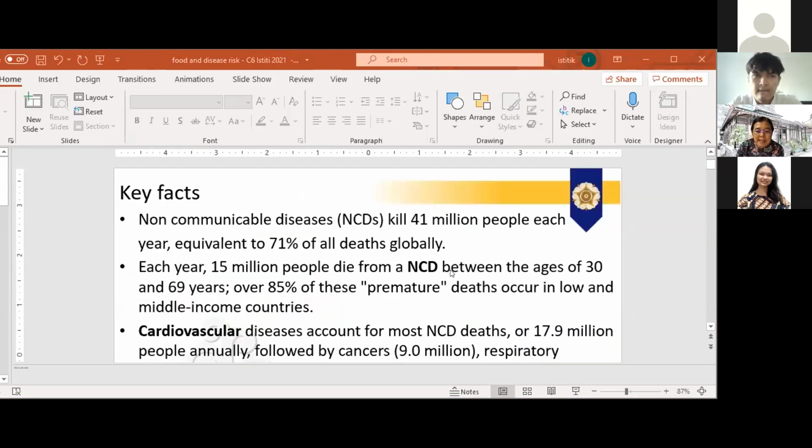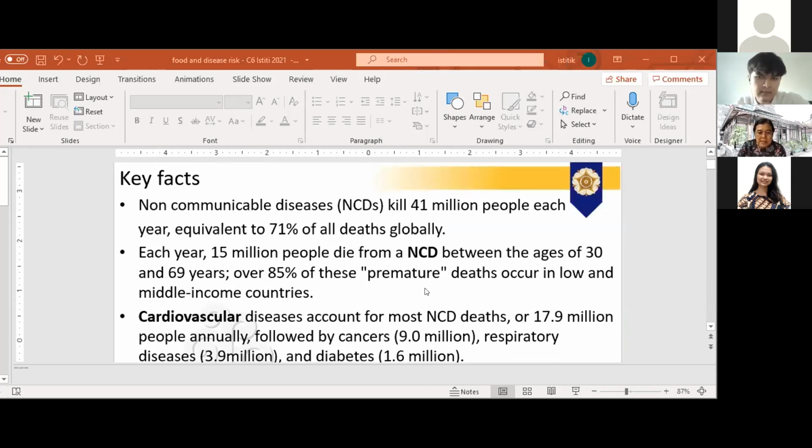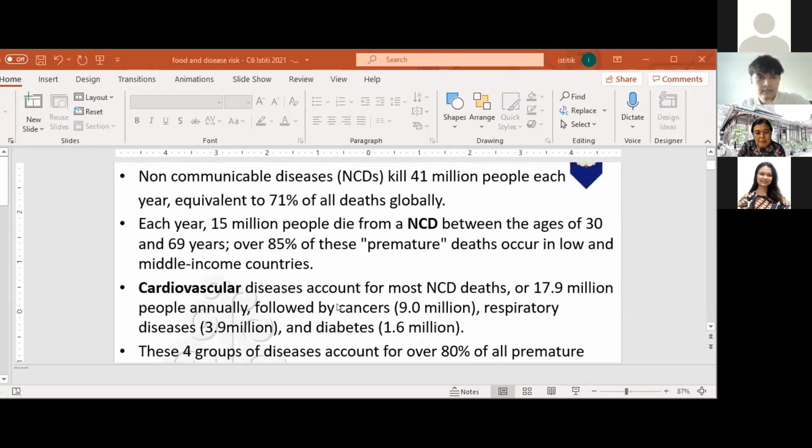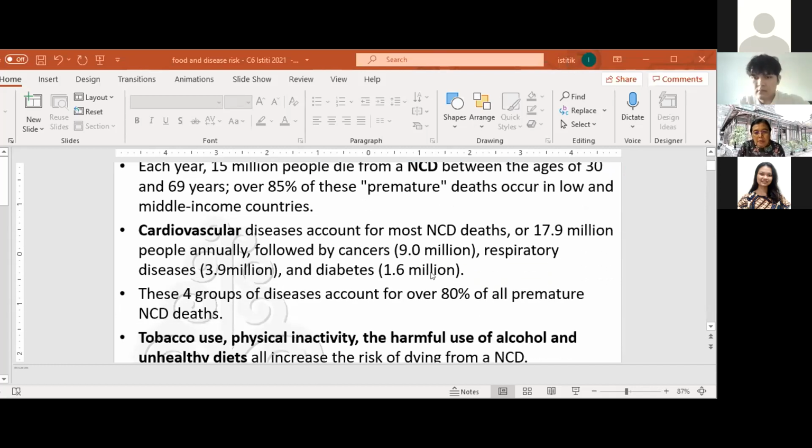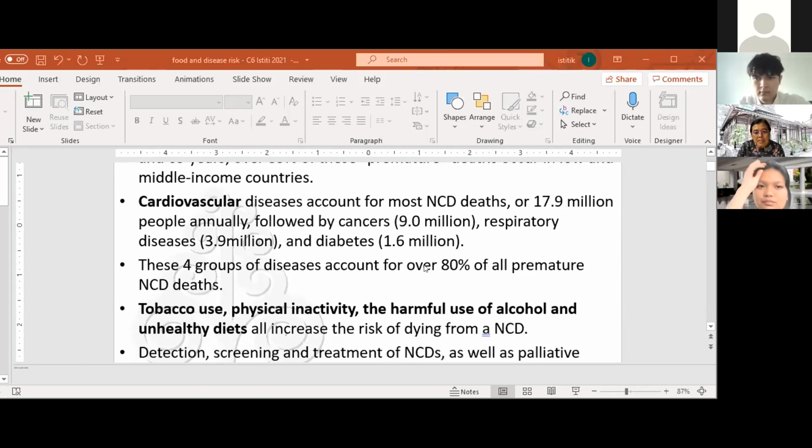In fact, as we explored before, non-communicable diseases kill 41 million people each year, 21% of that globally. Each year, 15 million people die, and over 85% is premature death in low-income countries. Cardiovascular disease accounts for most of the NCDs, about 80% of premature NCD deaths.